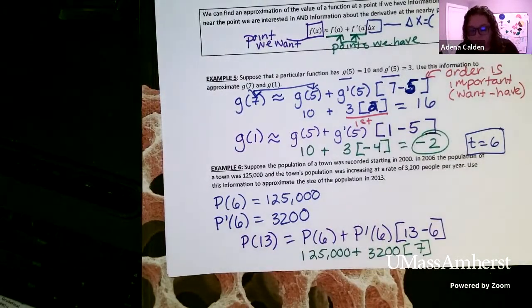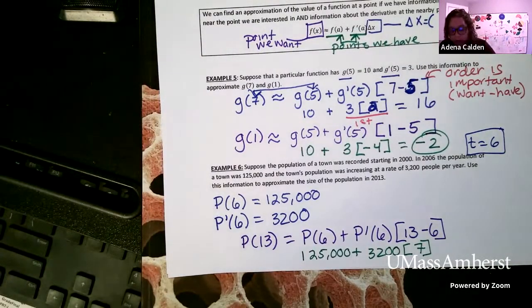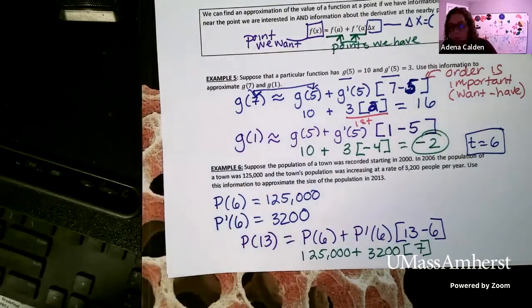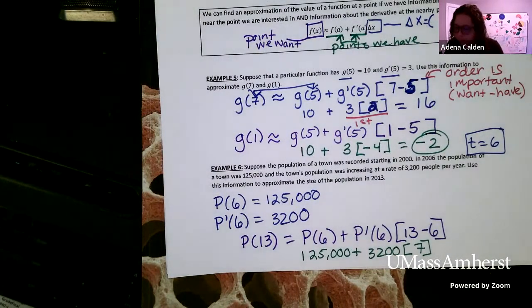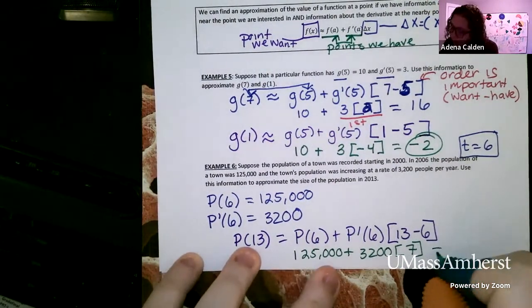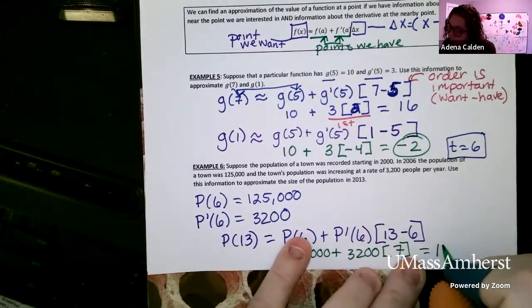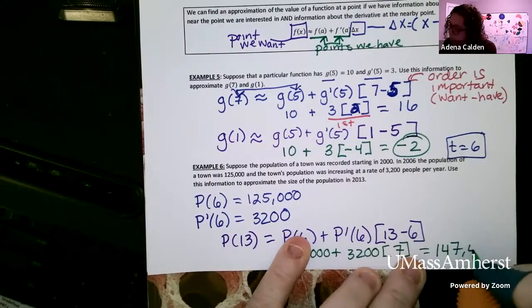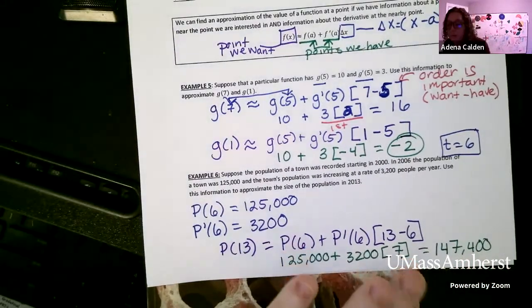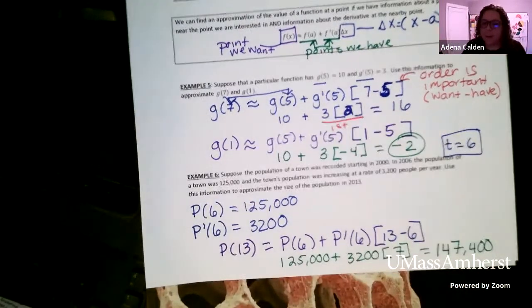So I'm going to multiply the 3,200 by 7 first, which is going to give me 22,400. I run out of space, so I'm not going to write that, but you would multiply first and then add, and you get 147,400 as the size of the population.